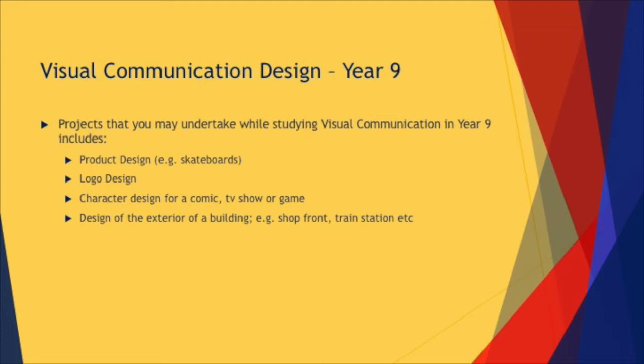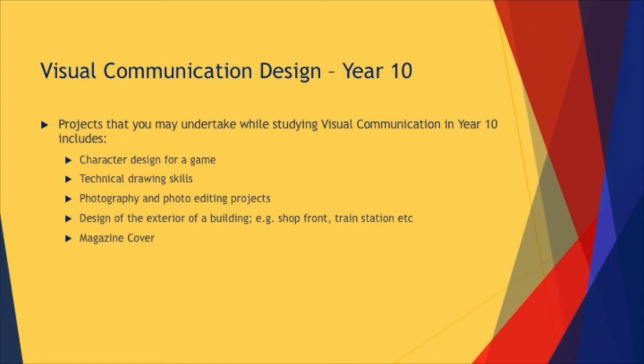Projects that you may undertake while studying visual communication design in Year 9 include product design, for example skateboards, logo design, a character design for a comic, TV show or game, or the design of the exterior of a building, for example a shop front or a train station. Projects that you may undertake in Year 10 include character design for a game, technical drawing skills, photography and photo editing projects, the design of an exterior of a building, for example a shop front or train station, and a magazine cover.